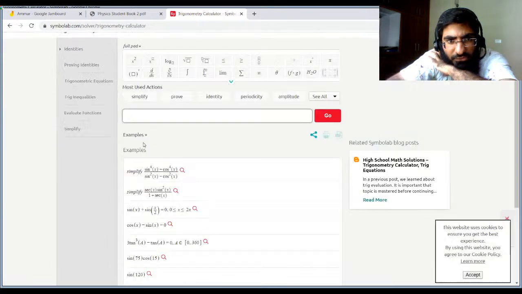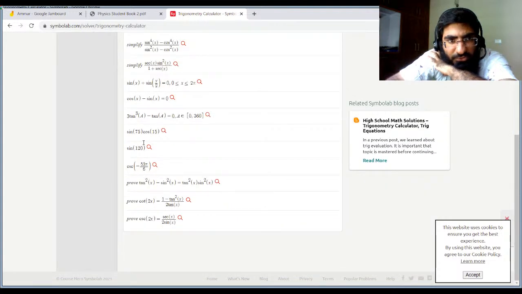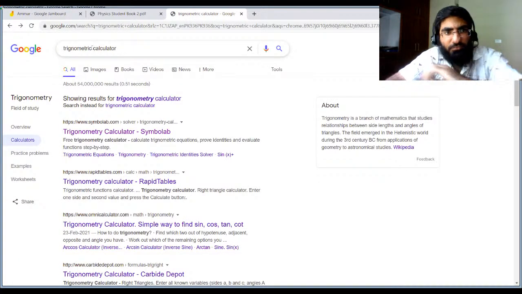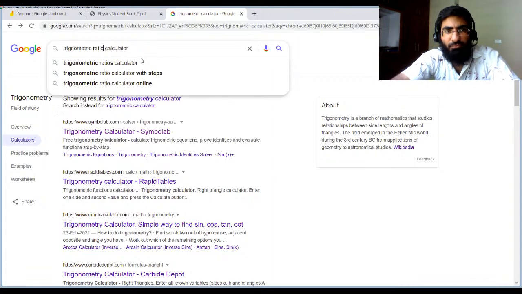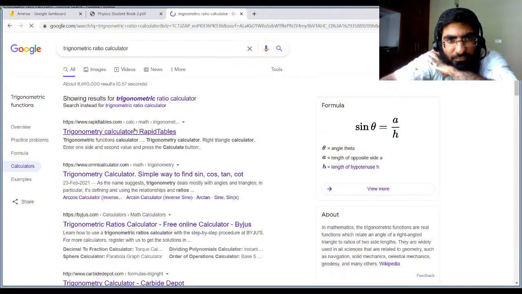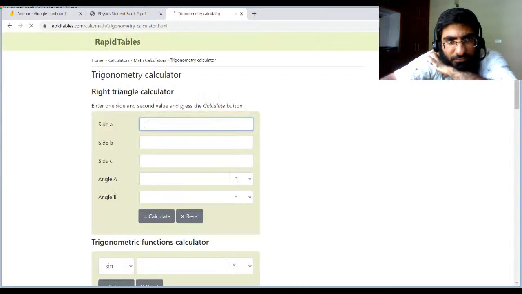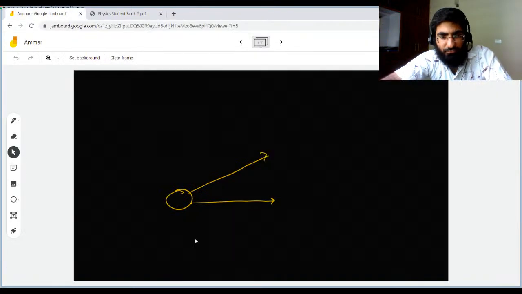Found one? No. Let me find one and send you the link. Hmm, this one. Here, chat. Control V. Sent in chat.